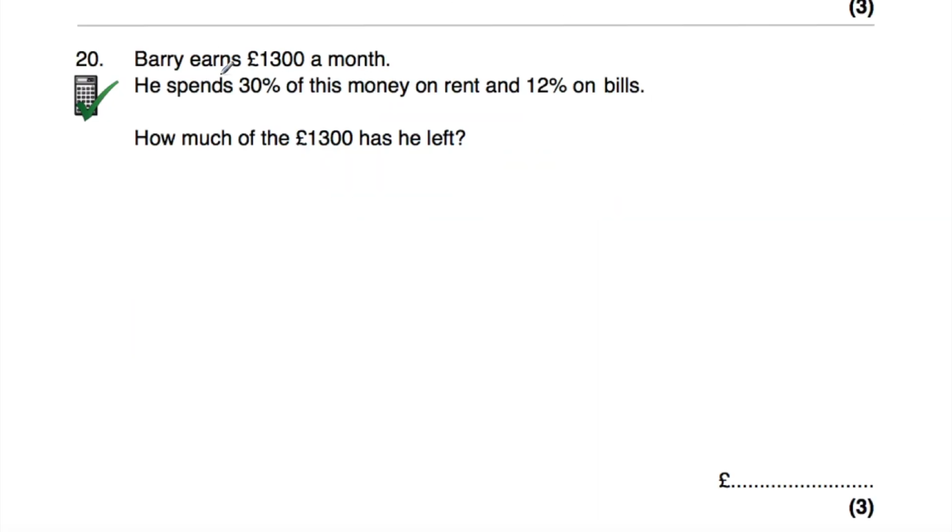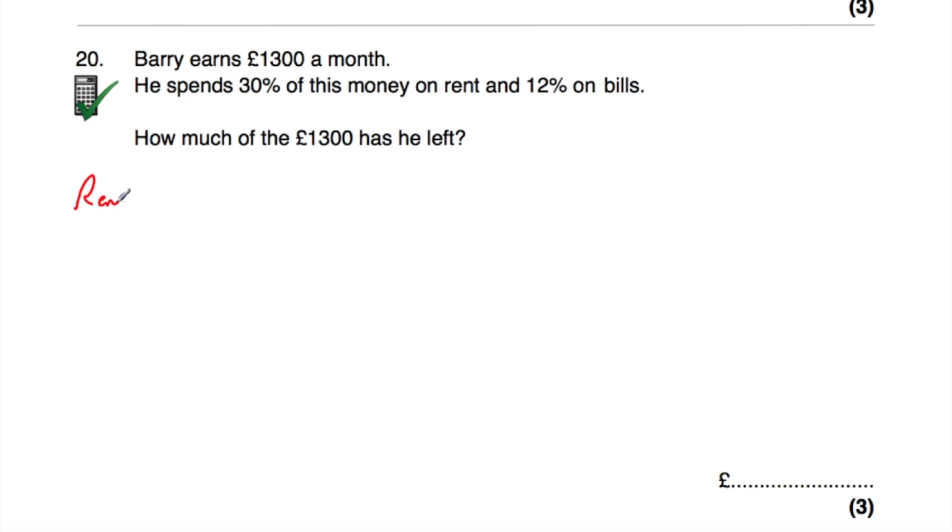Okay, let's look at our next question, question number 20. Question number 20 says, Barry earns £1,300 a month and he spends 30% of the money on his rent and 12% on bills. And we've been asked to work out how much of the £1,300 he's got left. So let's work out how much money he spends on his rent, how much he spends on his bills, and then see how much money he's left with.